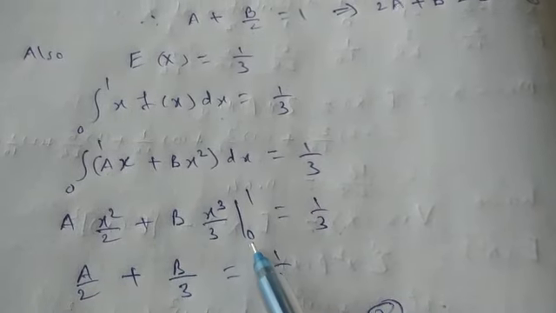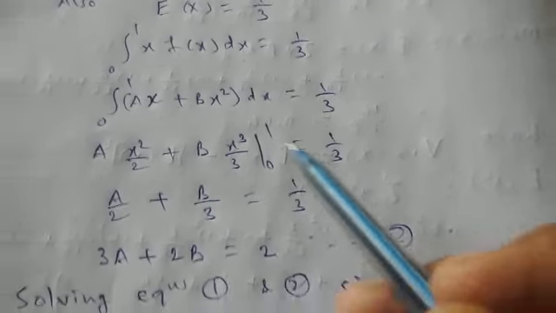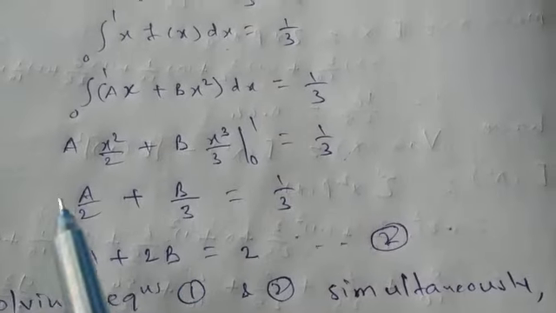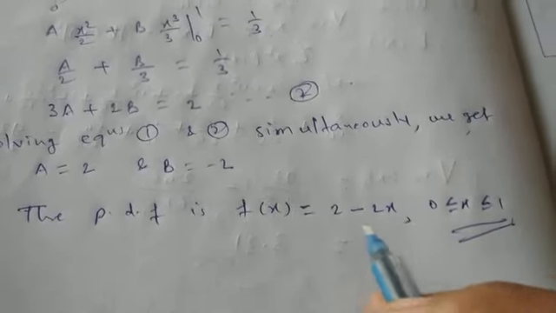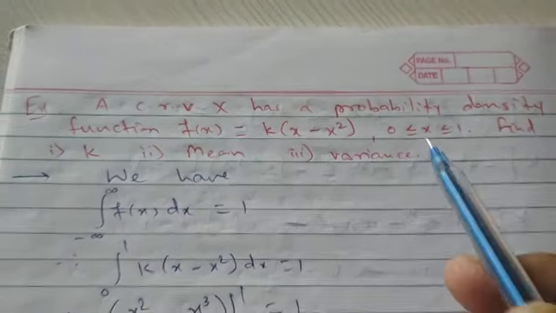So after putting the limits, the lower limit becomes 0. So a by 2 plus b by 3 equal to 1 by 3. Clearing the denominator, 3a plus 2b equal to 2. Name it equation 2. So we have two equations with two unknowns. Solving equations 1 and 2 simultaneously, we get a equal to 2 and b equal to minus 2. Therefore, the PDF is f of x equal to 2 minus 2x.